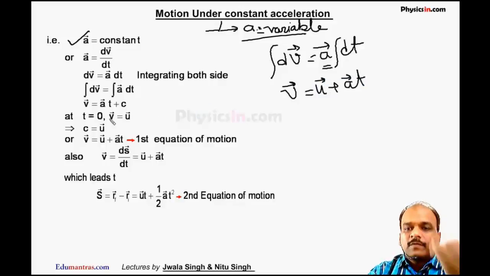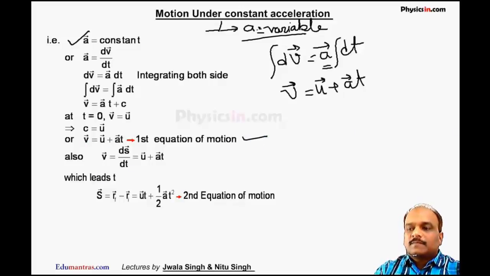because U is the initial velocity of the particle. Here I have got the initial integration constant C. The integration of dV is V, which is equal to U plus some constant C. At t equal to 0, the velocity of the particle at that instant is called the initial velocity. So in this situation, C is equal to U. If we substitute the value of C here, we get V is equal to U plus AT. And this is called the first equation of motion when acceleration of the particle is constant. This is the first equation.